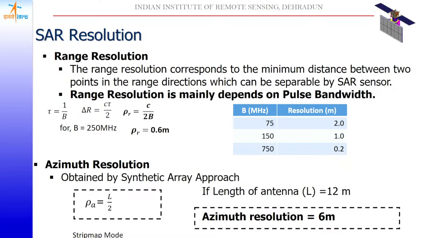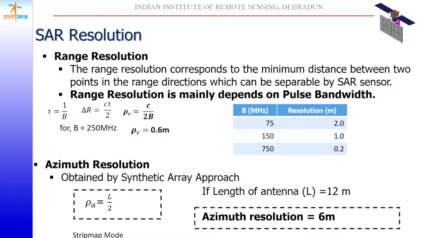If we are considering 250 megahertz, where C is the speed of light and B is the bandwidth, then we can have a range resolution of 0.6 meter. So we can see this is the range resolution and that is the bandwidth. This range resolution is inversely proportional to the bandwidth. If we have a signal of higher bandwidth, then in the range direction we can have much higher resolution. So if we want higher resolution, we can use a higher bandwidth signal to get a better range resolution.